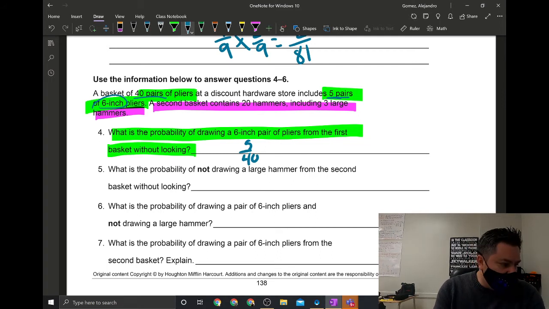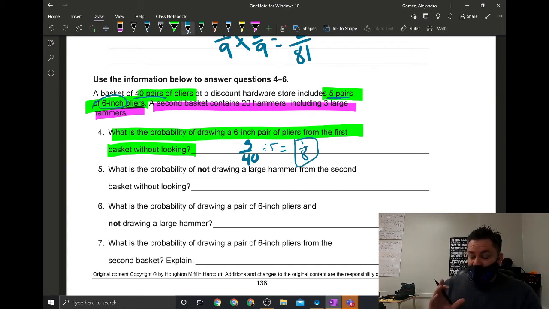Can we simplify that? And if so, we can just go ahead and divide both of these by 5. So it'll be 1/8. That is the probability of drawing a 6-inch pair of pliers from the first basket without looking. 1/8. Now, listen to the second question. It says, number 5. What is the probability of not getting a large hammer from the second basket without looking?